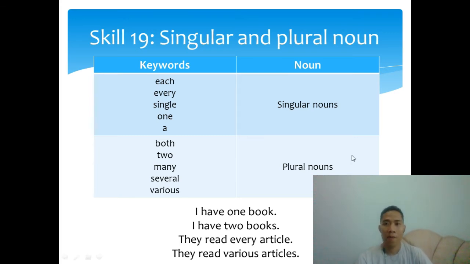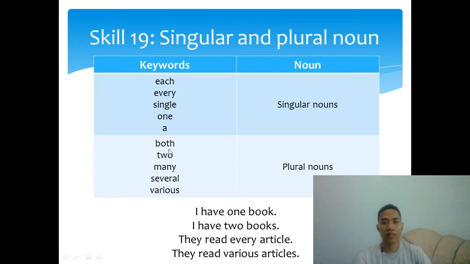If you look at the left side here in this table, you need to be able to identify the keywords, because they will decide the form of the noun. If you look at each, every, single, one, all of these words must be followed by singular nouns. For example, we say each teacher, every book, single student, one child, a mother. So just remember the keywords because we need to use singular noun after these keywords.